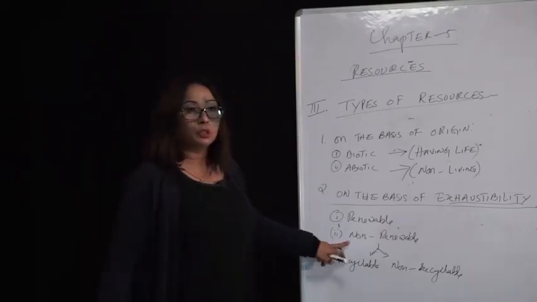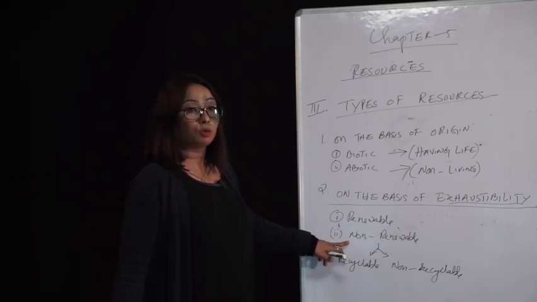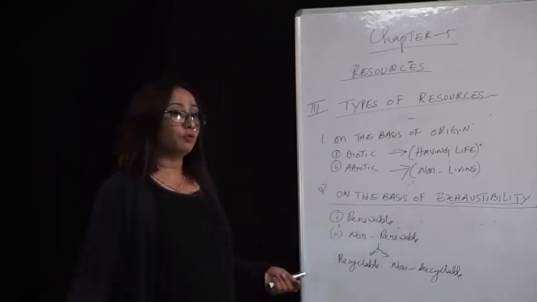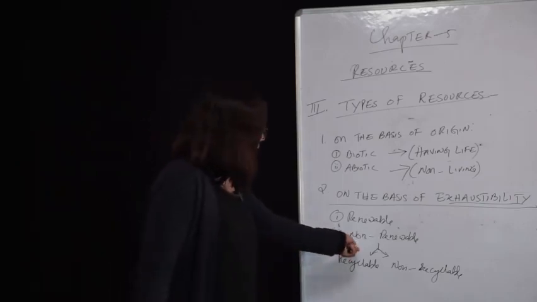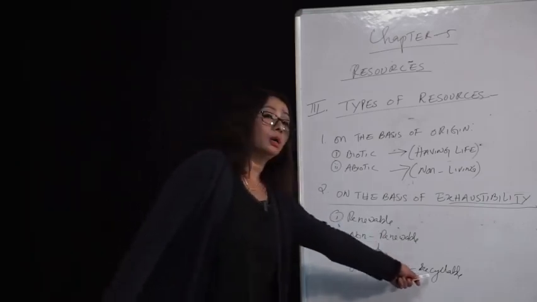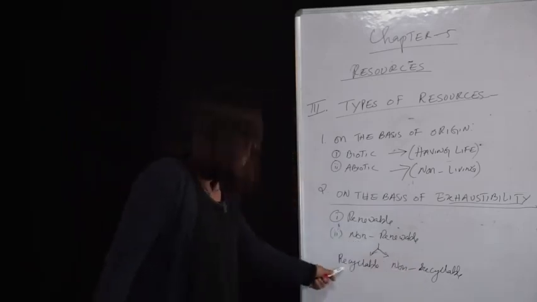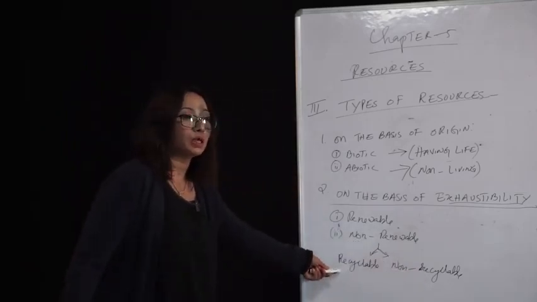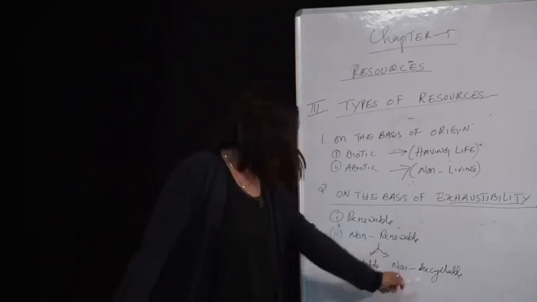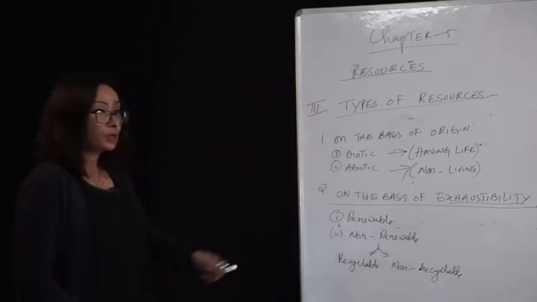The non-renewable means once we have used it, it cannot be renewed. To renew or reproduce it takes a long period of time, millions of years, which is impossible. Under non-renewable, we also have recyclable and non-recyclable. Recyclable means those things which can be recycled and used again and again. Non-recyclable means one-time use only. So that is on the basis of exhaustibility.